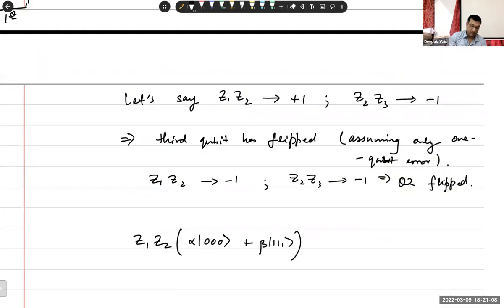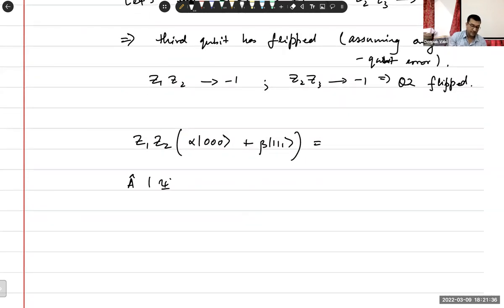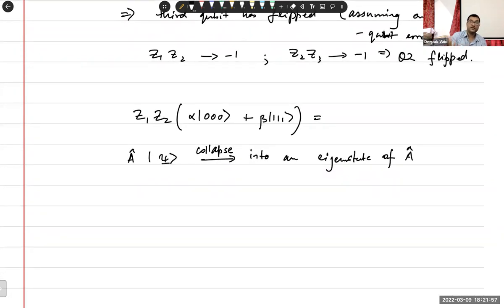And what is the answer? This is an eigenstate of Z1 and Z2. So if I act on this with Z1 and Z2, will the state collapse into something else? No. Why? Because it's already in an eigenstate of the operator that is being measured. If you measure an operator A on some state psi, what does the measurement postulate tell you? It tells you that the state collapses into an eigenstate of A. But if you are already in an eigenstate of A, then your state will not be changed. So this is the sense in which these measurements are not changing our state.